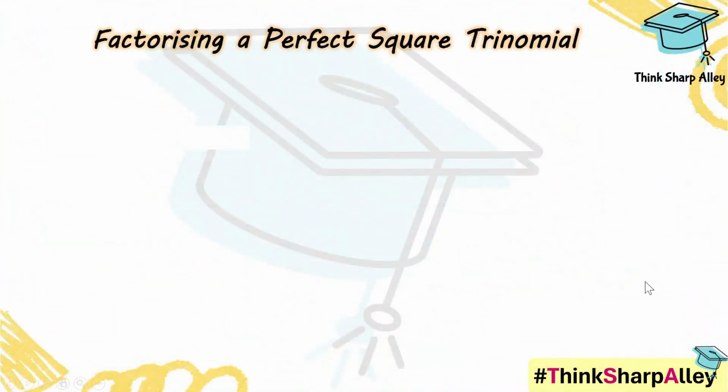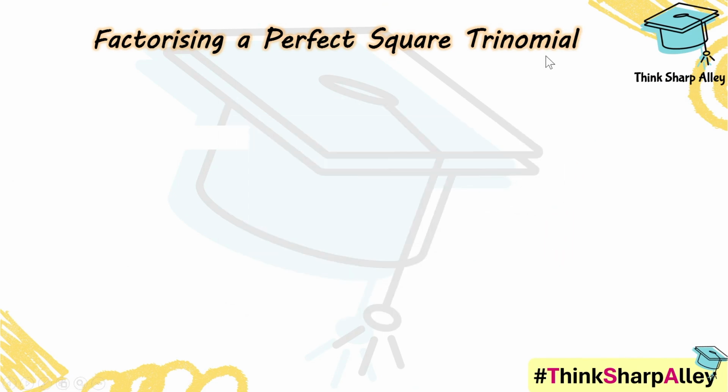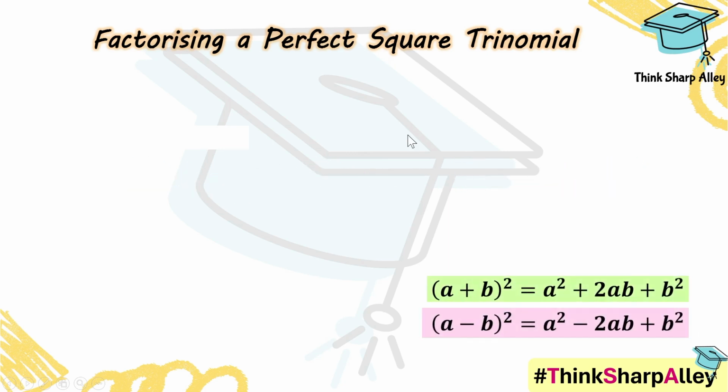Our first subtopic is factorizing a perfect square trinomial. What is a trinomial? An algebraic expression containing three terms. But what do we mean by perfect square trinomial? It is a quadratic expression with three terms that comes from expanding either (a plus b) whole square or (a minus b) whole square. So today we will use these two identities. These two are like the OG ships of algebra. So remember this by heart.